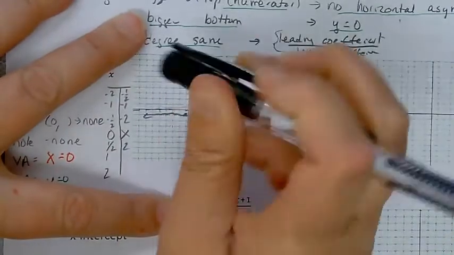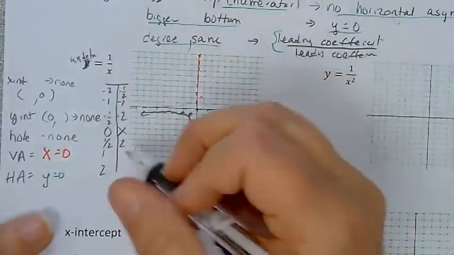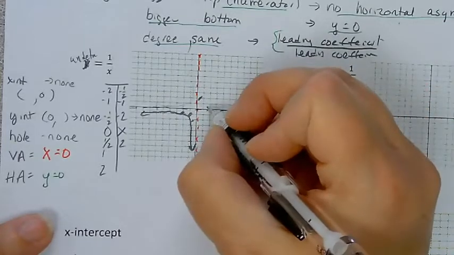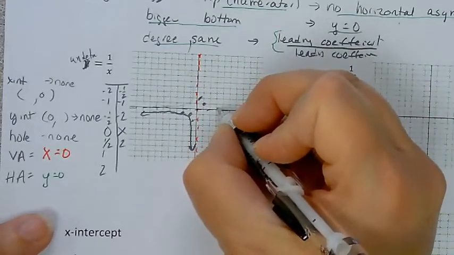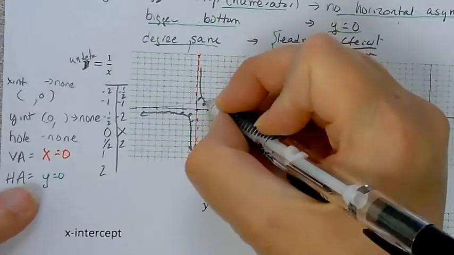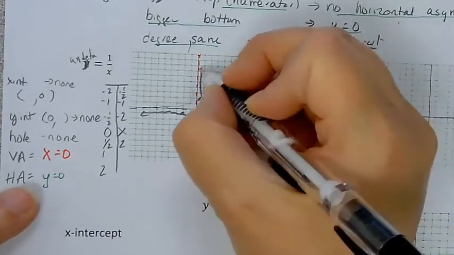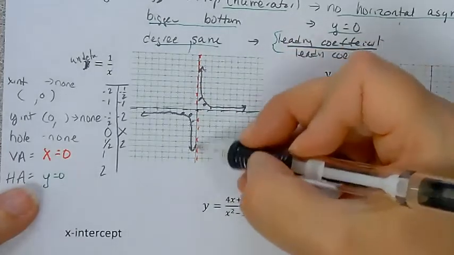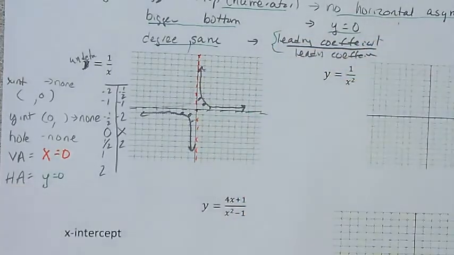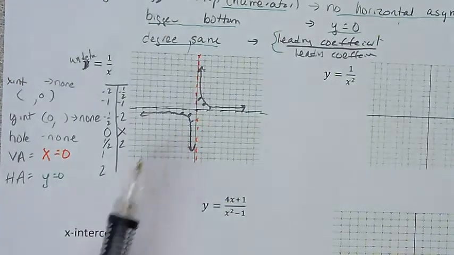Okay, let's go to the other side. 1 half would be 2. 1 would be 1. And 2 would be 1 half. So the graph looks something like this. So you can see how this graph never passes the vertical asymptote. I do that in red because a vertical asymptote you'll never pass. A horizontal asymptote you could pass. It just doesn't pass on this one.